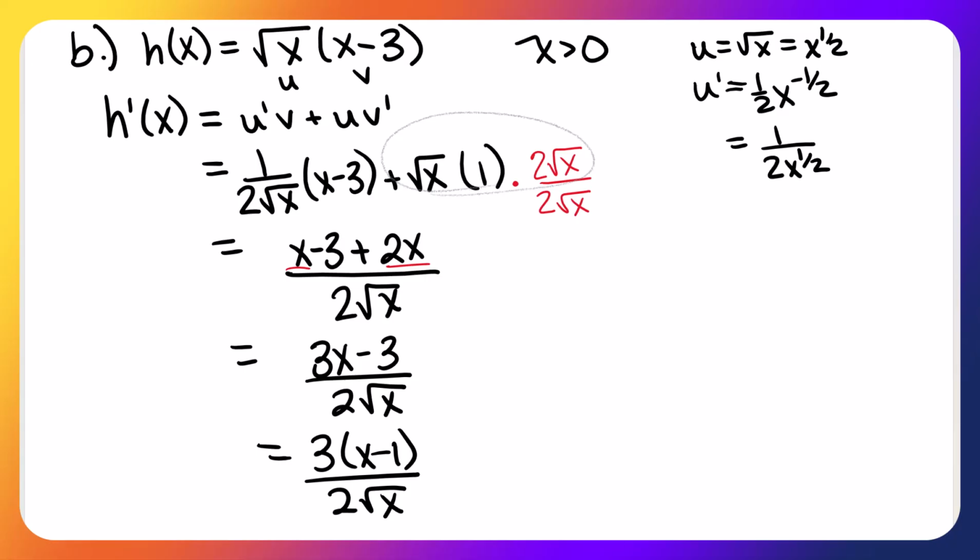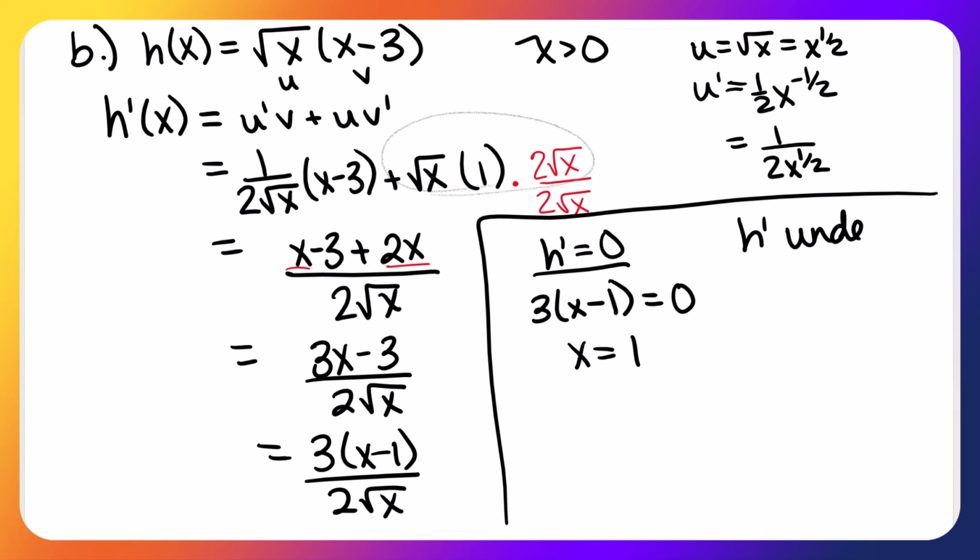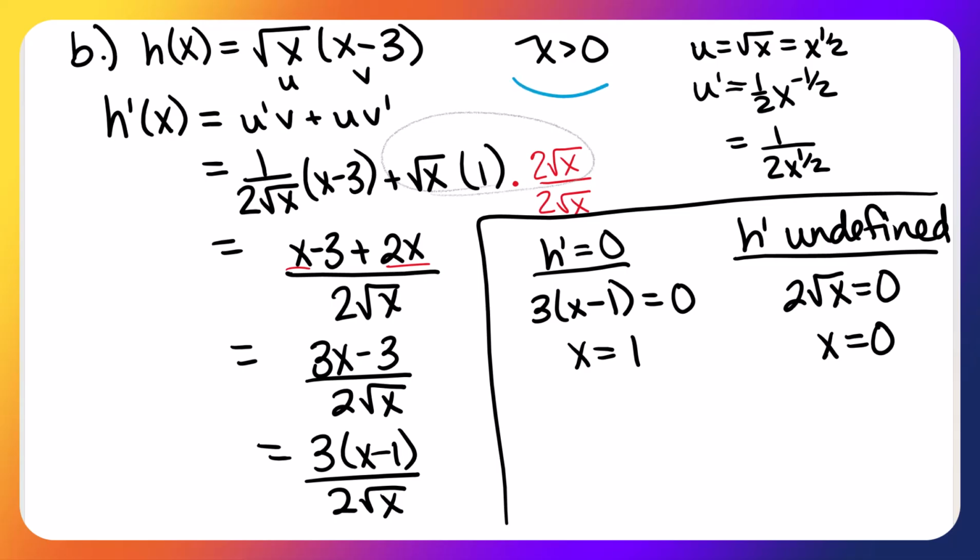So looking at those next for our critical numbers, where this is equal to 0 is where the numerator would equal 0. So if I just take my numerator, 3 times the quantity x minus 1, set it equal to 0, I see that happens at x is equal to 1. If I look at where this is undefined, that would happen where the denominator is equal to 0, which would happen if x is equal to 0. But remember, in my original problem, we said x was greater than 0. So this is not in the domain, so we don't even need to worry about this.